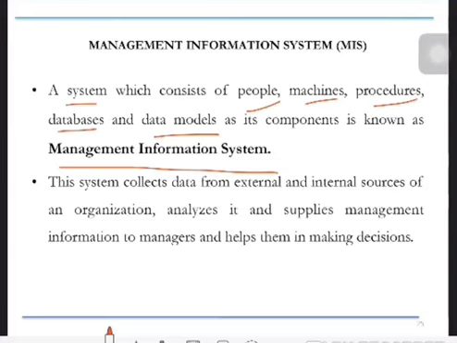This system collects data from external and also internal sources of an organization. After we collect the necessary data, we have to analyze it through different models. Then we have to supply management information to managers and help them in making decisions. So first we have such components, then we collect data from external and internal sources, then we analyze the data through different econometric or regression models, then we supply the management information to managers, for the purpose of making decisions. Such a system we call a management information system.